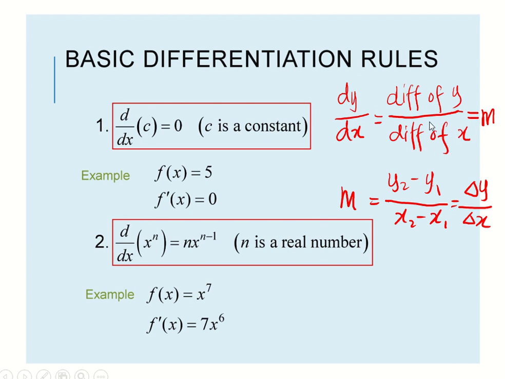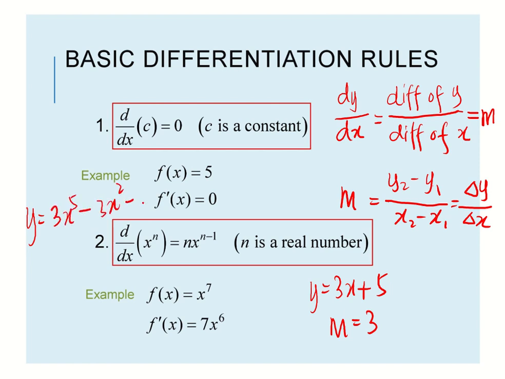Now, when we have a straight line, for example, y equals 3x plus 5, it is very easy for us to find the slope. However, when we have a higher function, for example, y equals 3x to the power of 5 minus 3x squared minus 5, it is not possible to find the slope using 2 points, just as we did for the straight line.